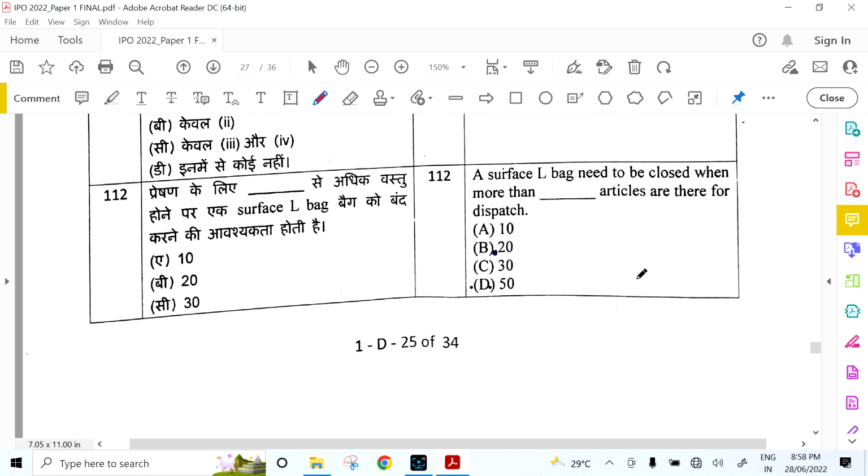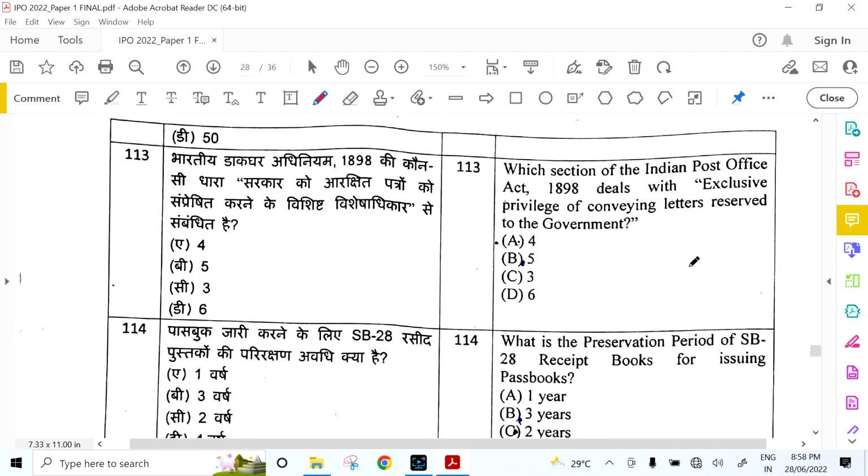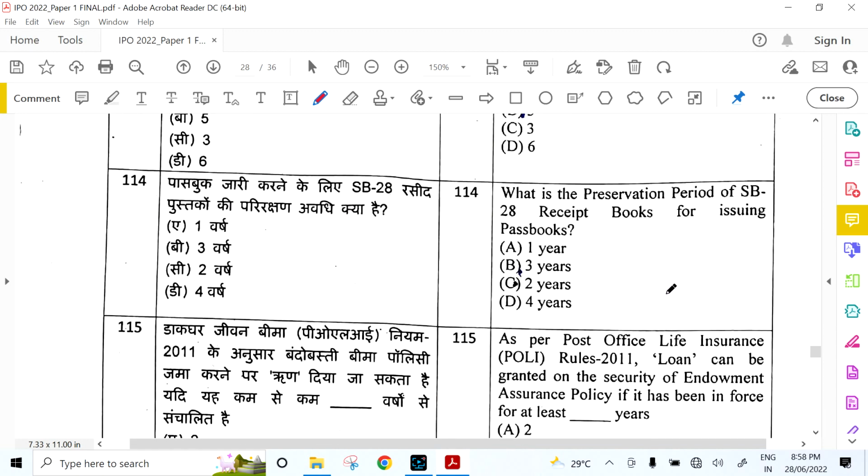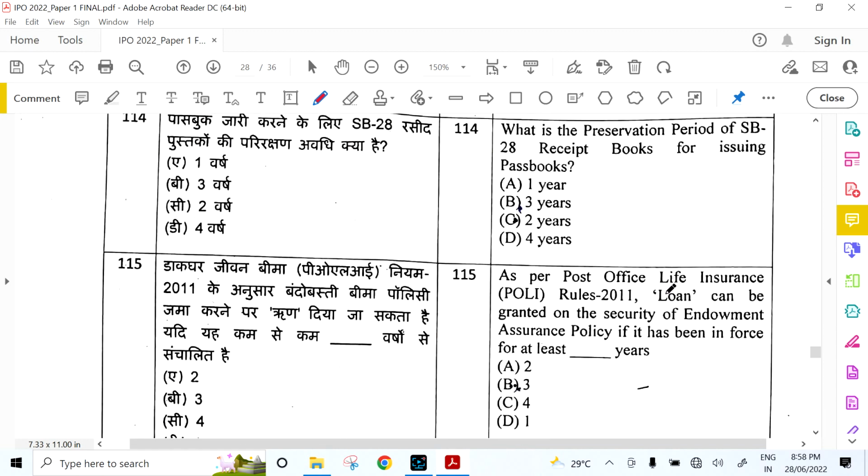A surface L bag need to be closed when more than dash articles are there for dispatch. The answer is 50. Which section of India Post Office Act deals with the exclusive privilege of conveying letters reserved to government? It is 4th section.